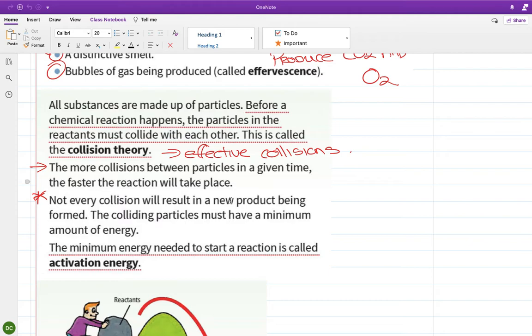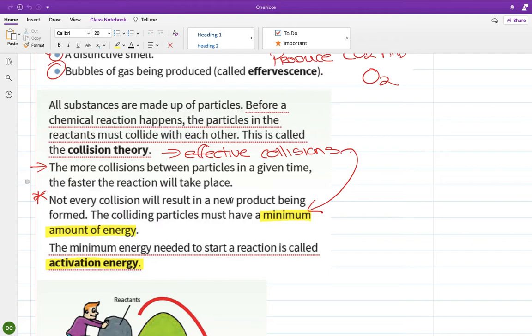But not every collision will result in a new product being formed. The colliding particles must have, so this is where you don't just want them to collide. Colliding is not enough. They need to collide effectively. And how do they do that? They do that when they have the minimum amount of energy. And that minimum amount of energy is called the activation energy, which we did talk about the other day.